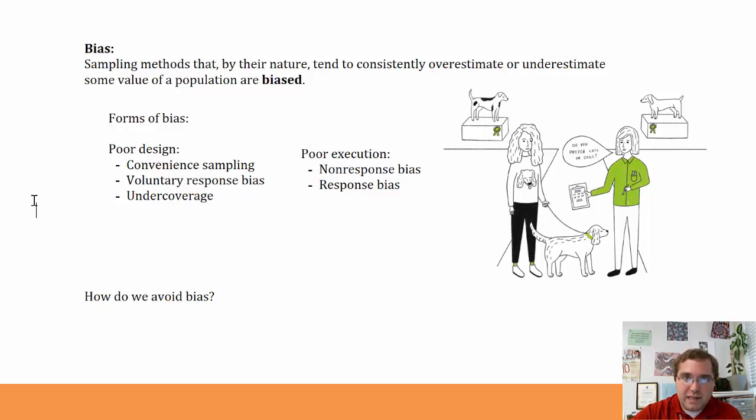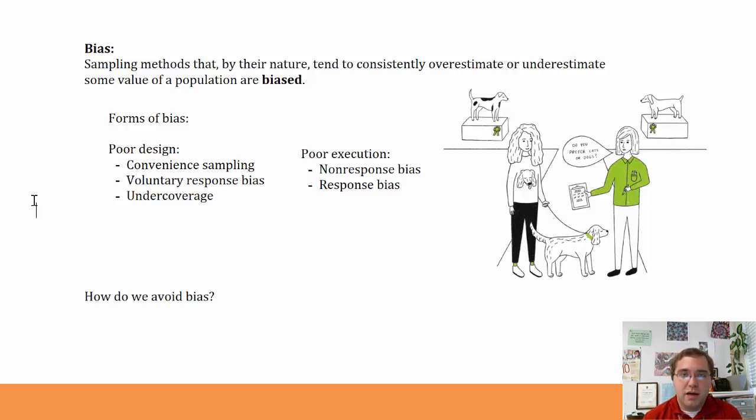But we can still have bias in the way that we go about gathering the data from that sample. There could be non-response bias or response bias. Non-response bias means I randomly selected my sample and did a great job of it, and it's representative of the population as a whole, but I don't get responses from a certain portion of my sample. I don't get data from them for some reason.